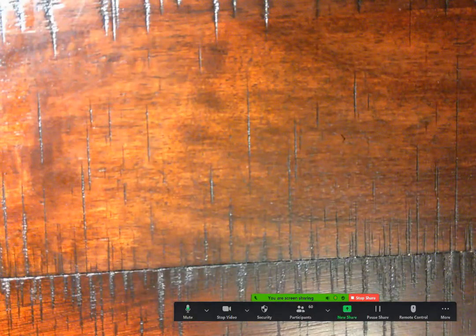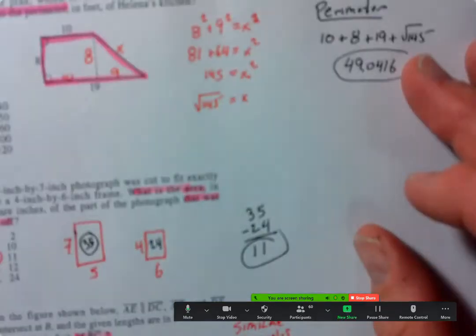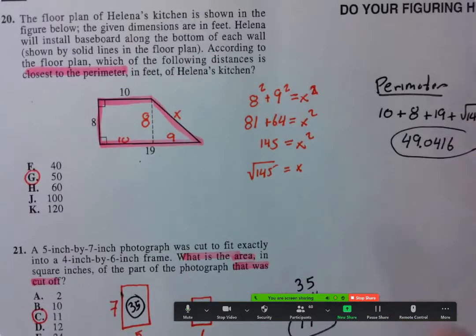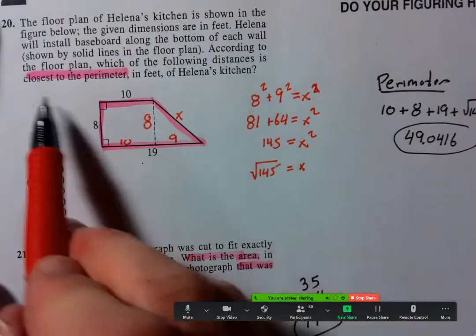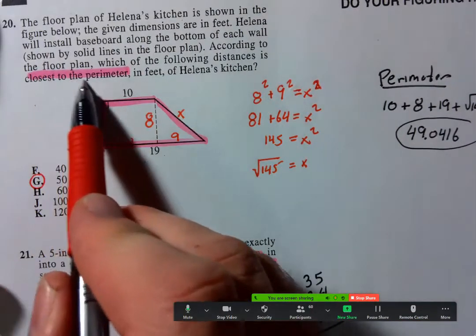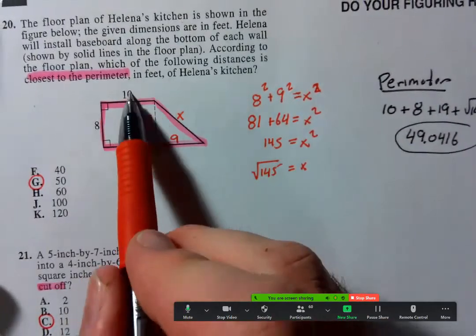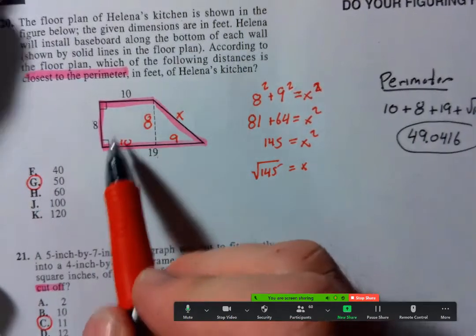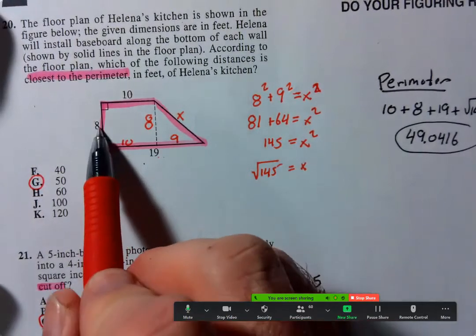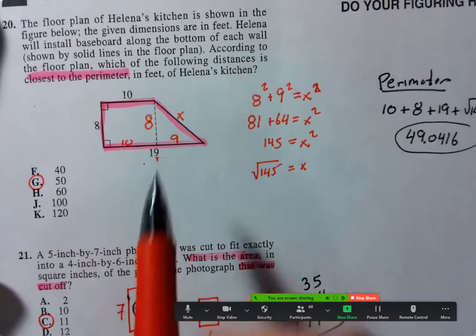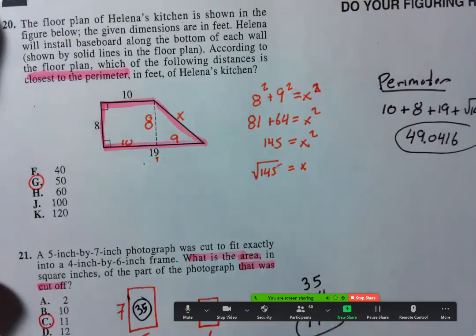And then the last one, number 20, we're going to get into Pythagorean theorem either tomorrow or the next day. But the question asks for which of the following is the closest perimeter to this. Perimeter means adding up all the sides around it, right? So I could think about 10 plus 8 is 18, plus a 19 is 37. So the perimeter must be more than 37.